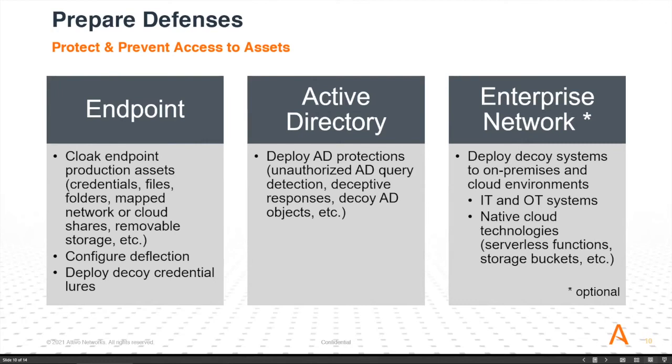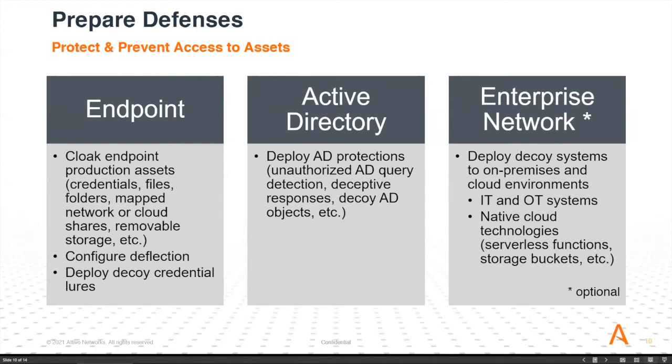the preparation phase. So we're going to then configure deflection, which redirects any kind of service discovery activity to a black hole IP or a decoy, and then deploying decoy credential lures to misdirect attacks away from the production assets. So that's everything that we do at the endpoints.